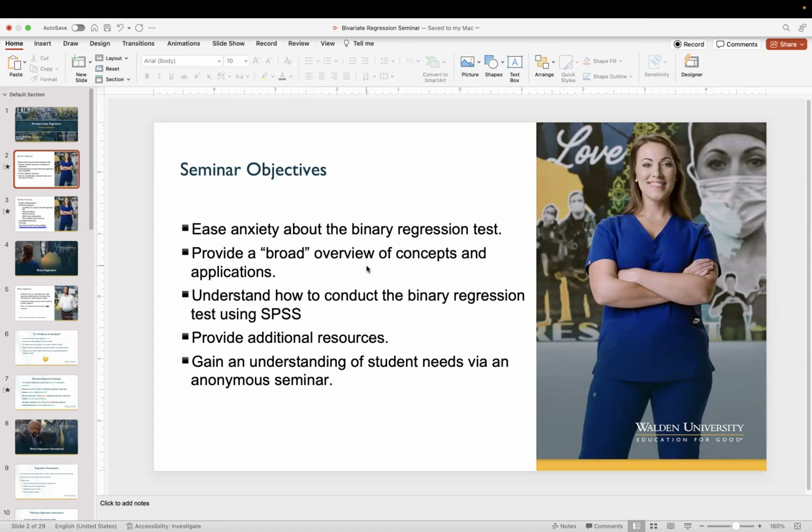And also, we'll look at output and understand how to interpret that output, and then take that output and turn it into an APA compliant results write-up.